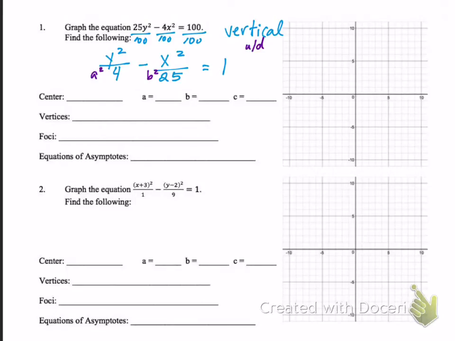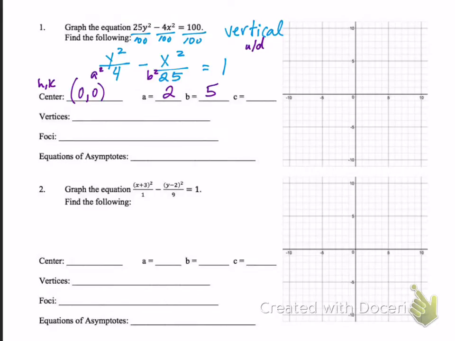So my center, I look at the numerators, so x minus h, y minus k. It's like saying y minus 0 minus x minus 0. So my center would be where? At 0, 0. So my center is still h, k. That would be 0, 0. Then I want to find the length of a, b, and c. So if a squared equals 4, then a equals 2. If b squared equals 25, b is 5.